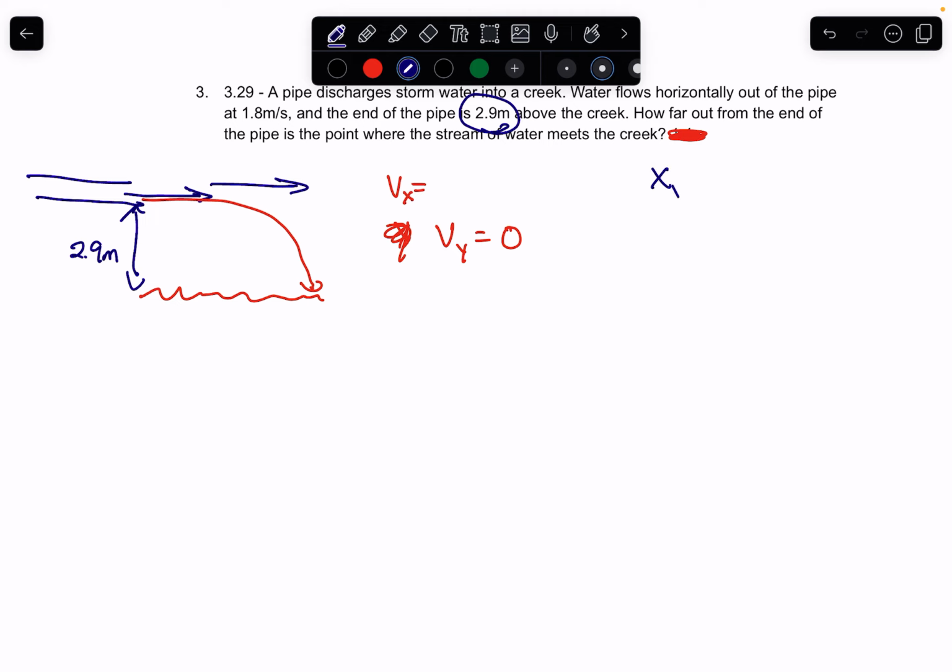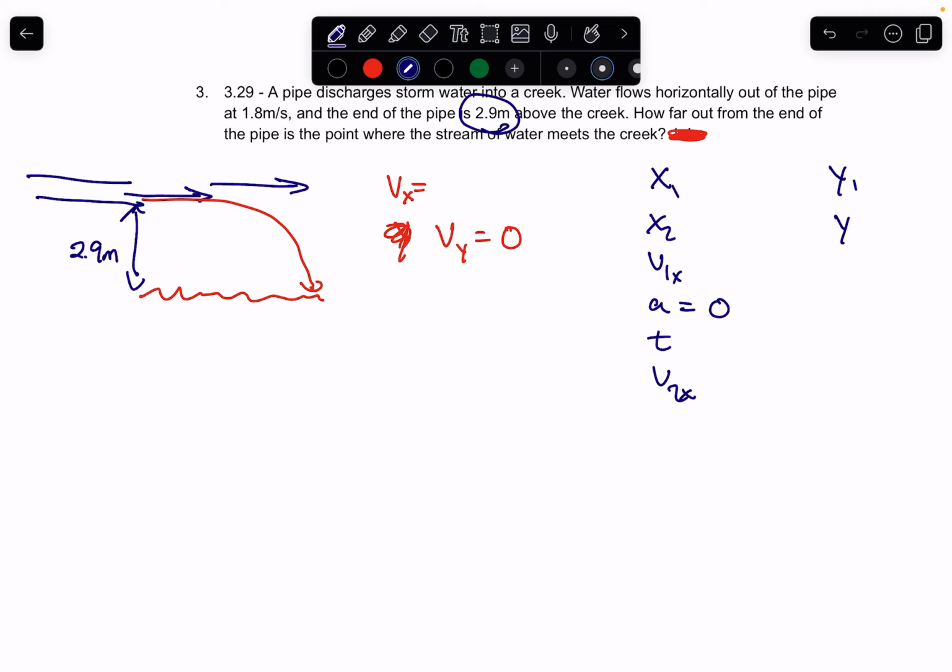You've got x1, x2, v1x, a and t, possibly v2x. Remember also in the x direction, the acceleration, since it's moving at a constant speed, is 0. In the y, we have a different ball game.